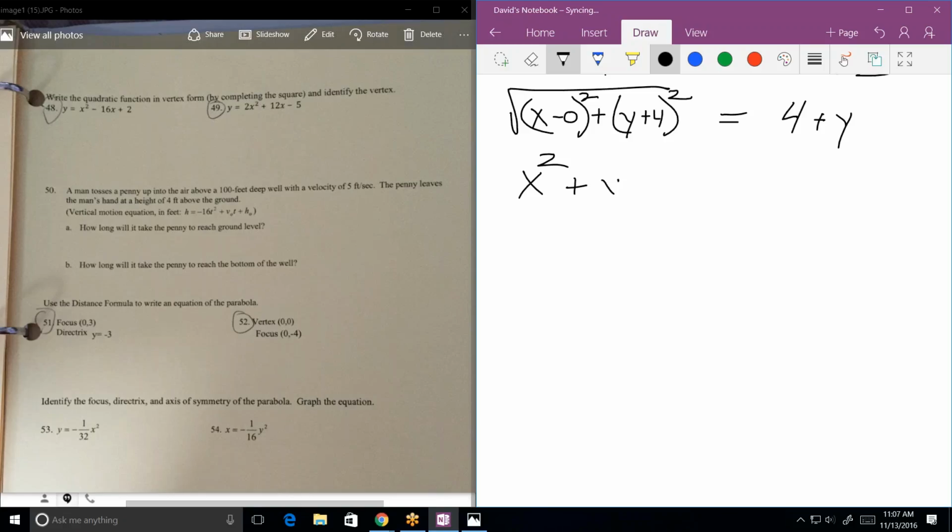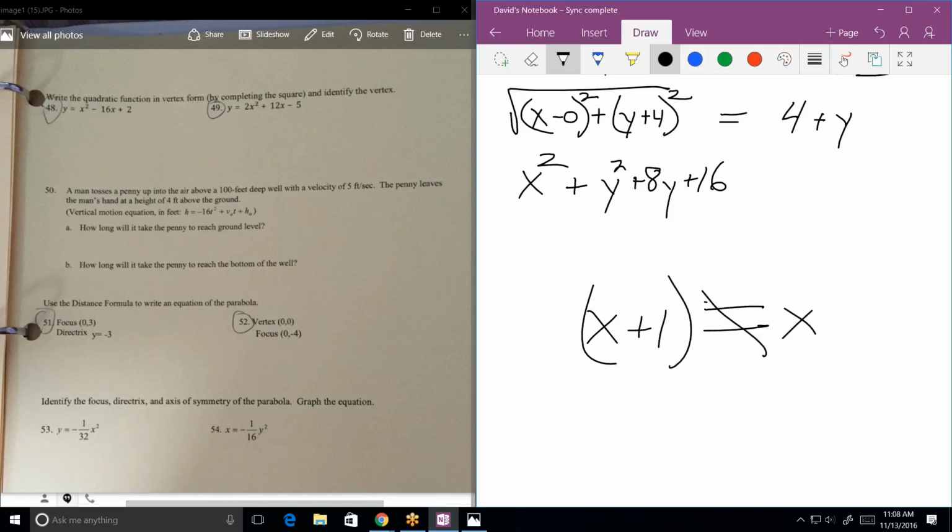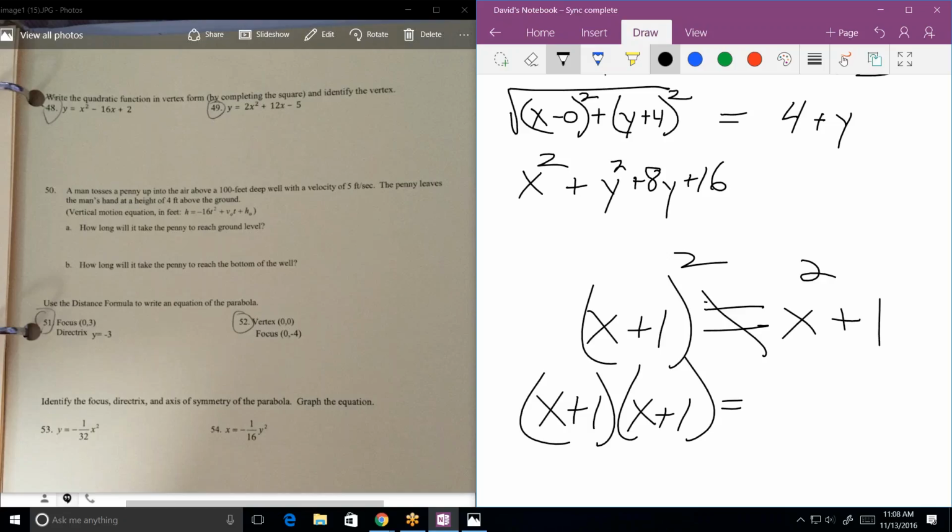Y squared plus 16. No. Y squared plus or minus 16? No. What you're making is the most common error in algebra, which is the following. That is not equal to x squared plus 1. It's x plus 1 times x plus 1, which gives you a middle term. In other words, the true answer is that.